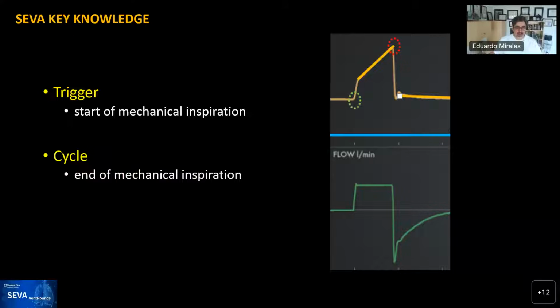The second key knowledge is you need to remember that whenever we're talking about classifying synchrony, the patient is the reference signal. Now we have enough technology that we can capture the neural signal from the patient, and for that we use electrical activity of the diaphragm with a catheter. We also can obtain the signal from the muscle pressure generated by the patient, and for that we use an esophageal catheter.